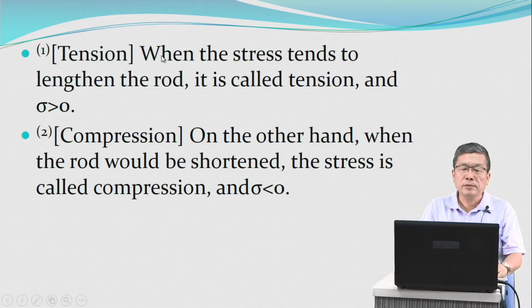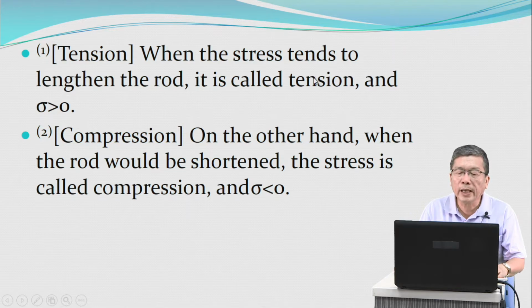Tension. When the stress tends to lengthen the rod, it is called tension, and sigma greater than 0. Compression. On the other hand, when the rod would be shortened, the stress is called compression, and sigma smaller than 0.